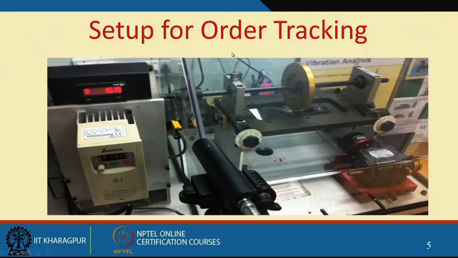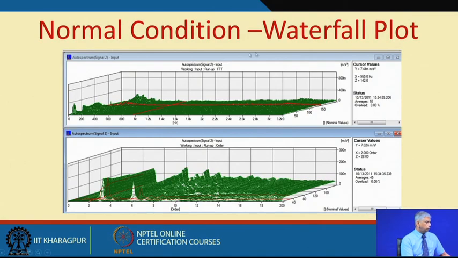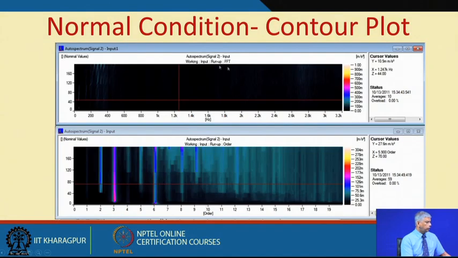Okay. So, this was the setup for order tracking which I just showed you in the video. Here we change the unbalanced mass, and through this variac we could increase and decrease the speed in that range, and this is the phototag used to measure the RPM. So, this is the normal condition waterfall plot, and there is frequency smearing and there is some amount of initial unbalance. This is the run up order.